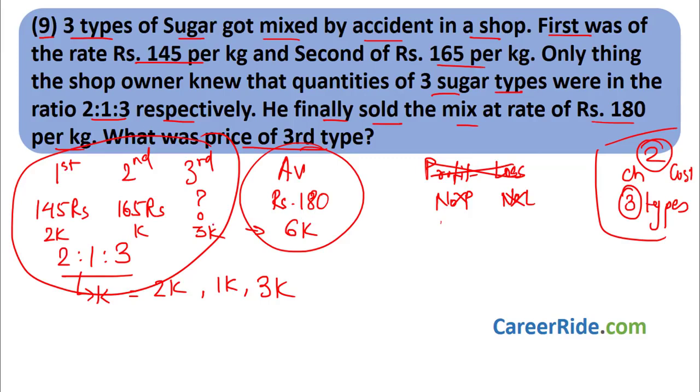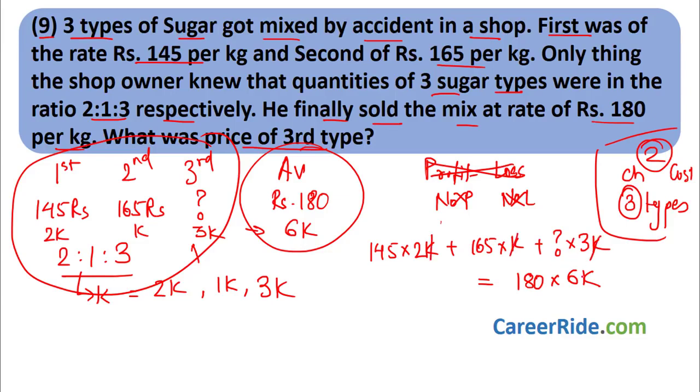That means whatever he spends on buying this, that would be the same amount he earns over here. So how much does he spend over here? 145 rupees per kg into 2 kg, okay? This is for the first type, plus 165 rupees per kg into k kg. This is for the second type, question mark into 3 kg. This is for the third type, would be equal to 180 rupees per kg for 6k kg, okay? This is 3k kg. Now, k gets cancelled everywhere, right?